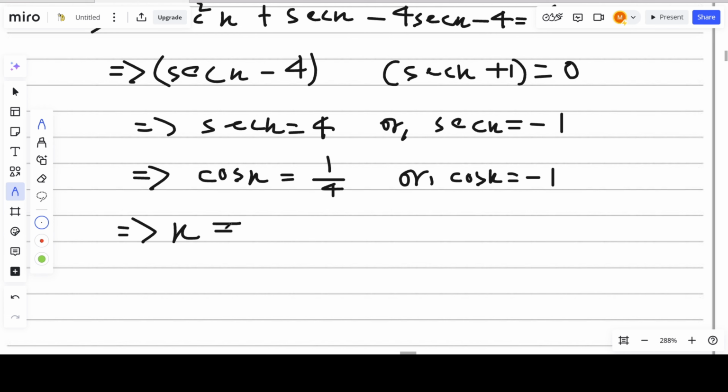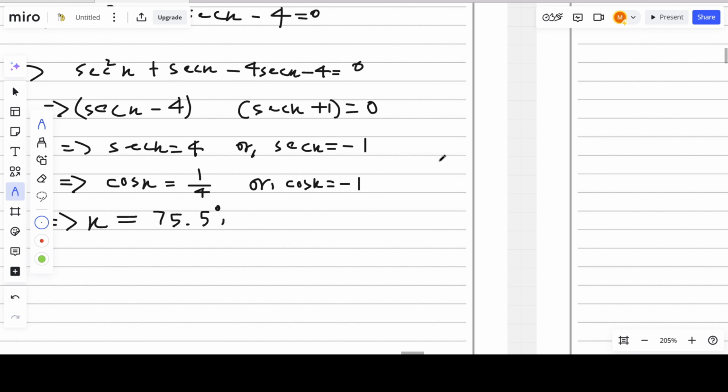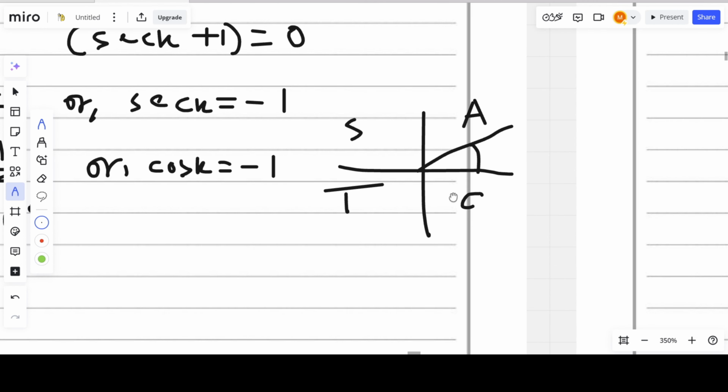So we will get x equals to what? Cos inverse 1/4 is what? It's 75.5 degree. Use the CAST diagram. So 75.5 degree is the principal value we got in the first quadrant. So use this 75.5 degree to get another angle in which quadrant? CAST. C, cos theta is positive. In which quadrant next? Fourth quadrant, between 0 to 360 degree. So on the fourth quadrant we will get another possible value for x.